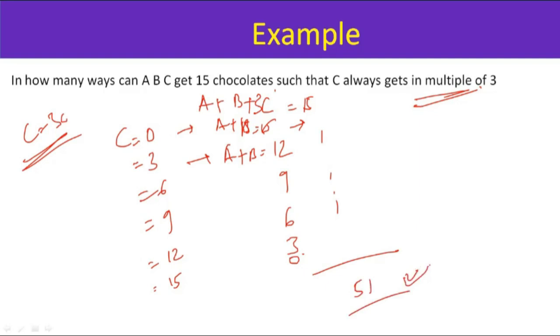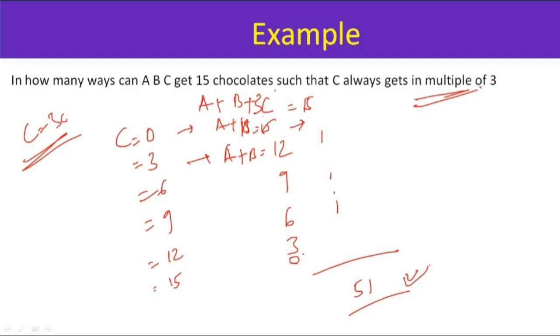Everyone clear with the approach? Just some variant where, because there is some constraint, you could not apply the formula directly. Hence, you will get away with the constraint. You will start putting the values of C manually and then try to form the pattern.